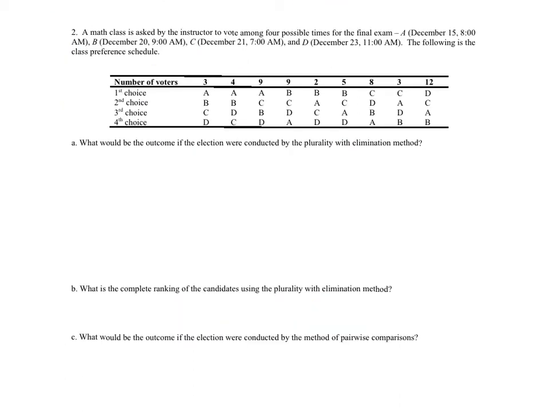A math class is asked by the instructor to vote among 4 possible times for the final exam. The following is the class's preference schedule. What would be the outcome if the election were conducted by the plurality with elimination method?